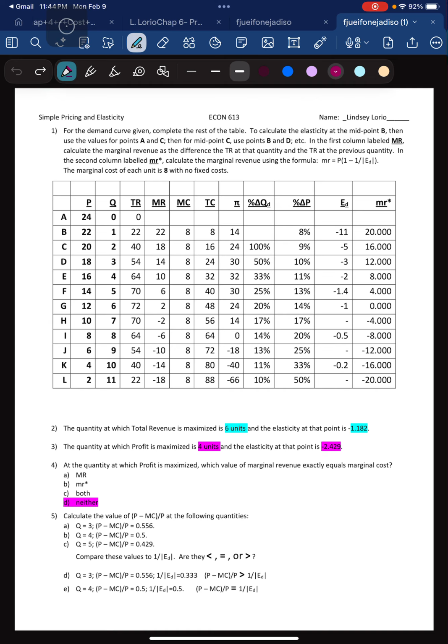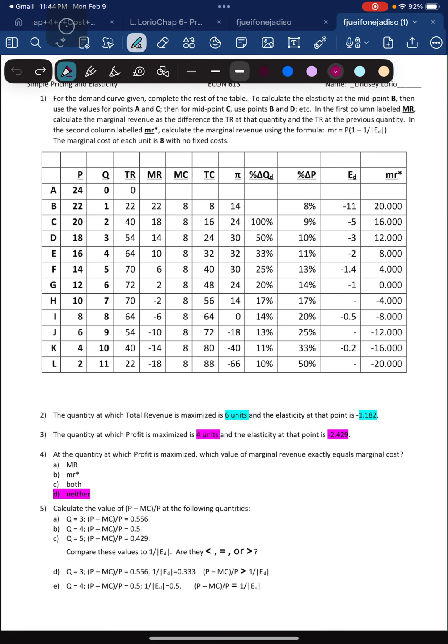And then the quantity at which the total revenue is maximized is at 6 units. So that's going to be here. And you're going to see that the total revenue is at 72, which is the highest of all of these. And the elasticity at that point is not negative 8.2. The elasticity at that point is negative 1.